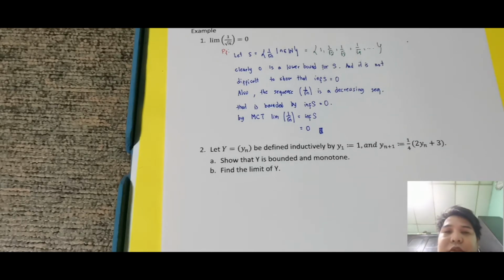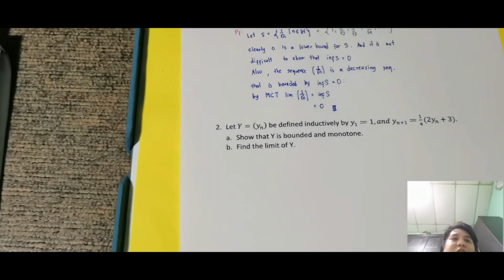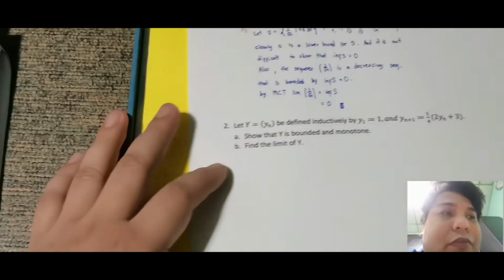Okay, so start tayo dun sa pag-show na siya ay bounded and monotone. Una, syempre, show ko dapat siya ay bounded. Tapos, sunod is dapat siya ay monotone. So, paano ko ba masabi na siya ay bounded? Masasabi kong bounded siya pag siya ay bounded by a real number, let's say x. Dapat bounded siya sa isang number. Okay, so ito yung proof.